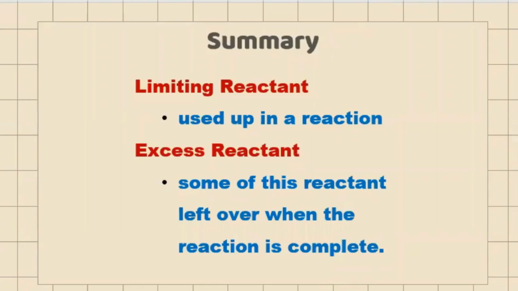Okay, this is all about limiting and excess reactant. Let's summarize the main points. The limiting reactant is used up, consumed in a reaction. We assume that the limiting reactant is 100% converted into product. The excess reactant is the one of which some is left over when the reaction is completed.